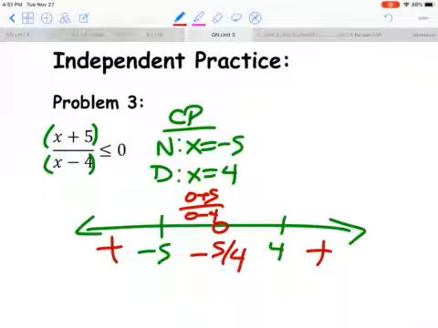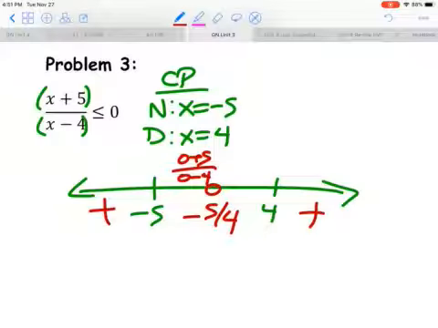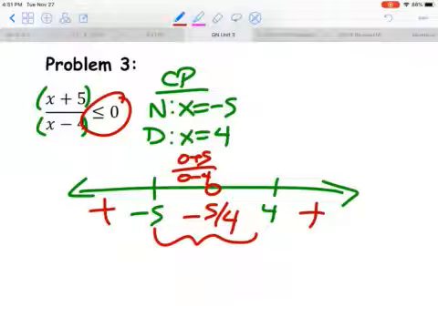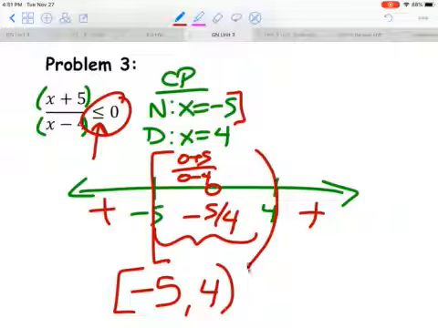You can test another one if you feel like it. Less than means the negative area. Because we have that line underneath, we're going to put a bracket at negative 5. So right here we'll have a bracket, and this has to have a parentheses. So negative 5, 4. And that's it.